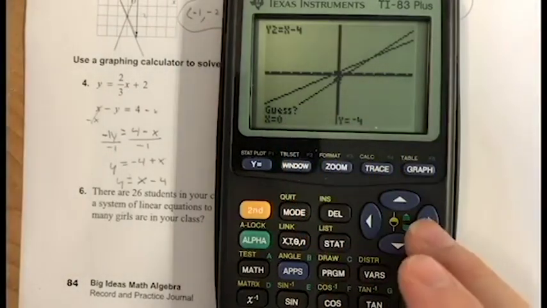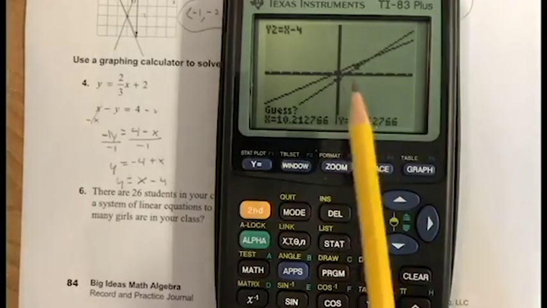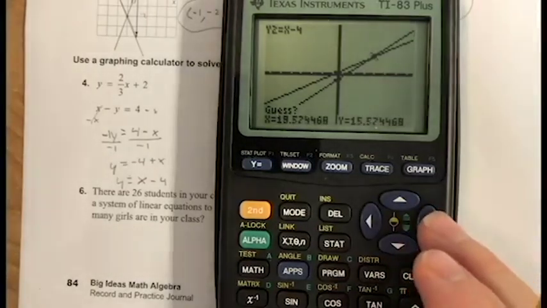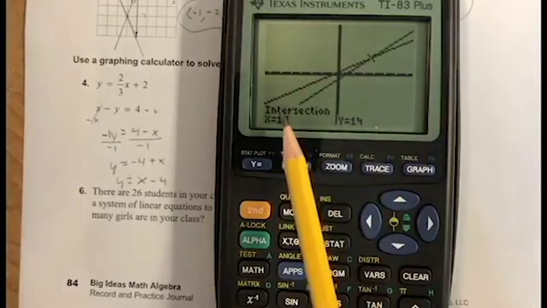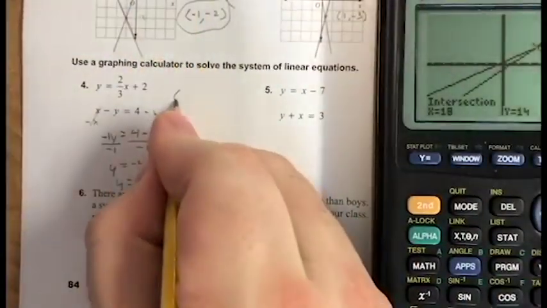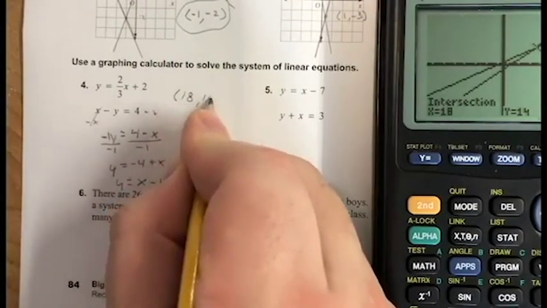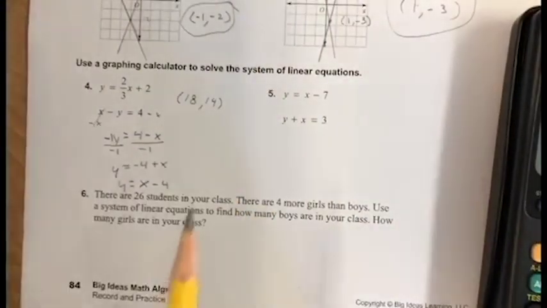And so what you need to do is use your arrows to move that little blinker as close to where the intersection is as possible. And then once you get it there, hit enter. Give it a moment, and then it tells you that your x value is 18 and your y value is 14. So your ordered pair should be 18 and 14.